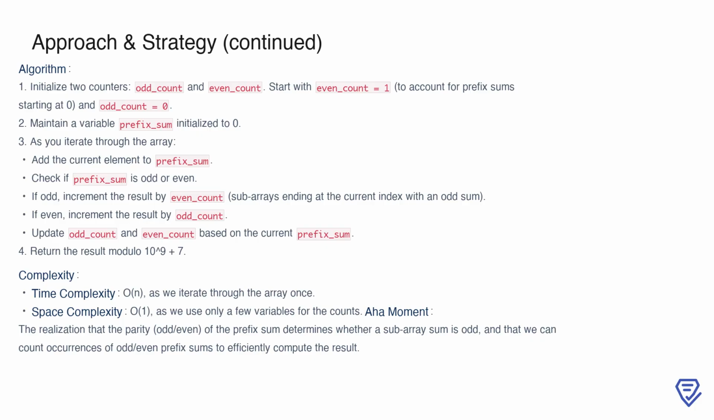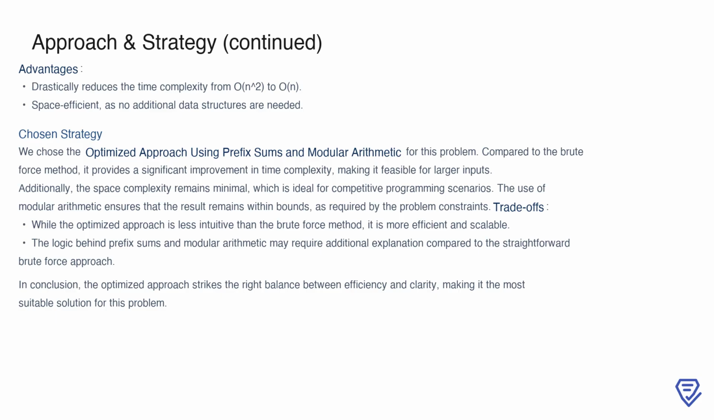The result, once computed, is returned modulo 10^9 + 7. This approach reduces the time complexity to O(n), as we only make a single pass through the array, and the space complexity remains O(1), requiring just a few variables. The key realization here is that the parity of the prefix sum is enough to determine subarray sums, enabling an efficient solution. The advantages of this optimized approach are significant.